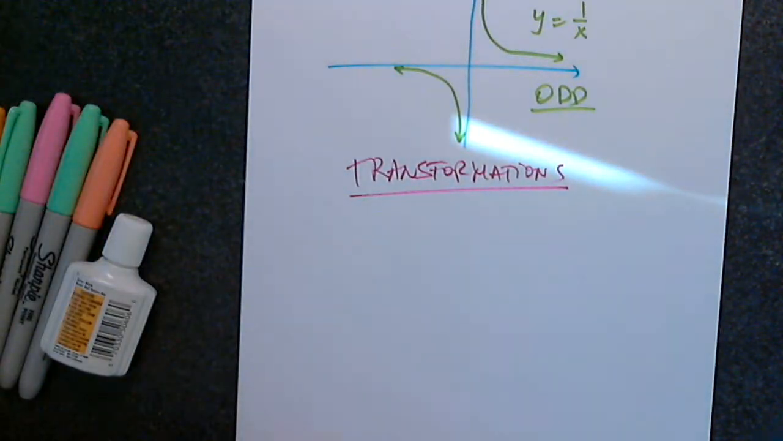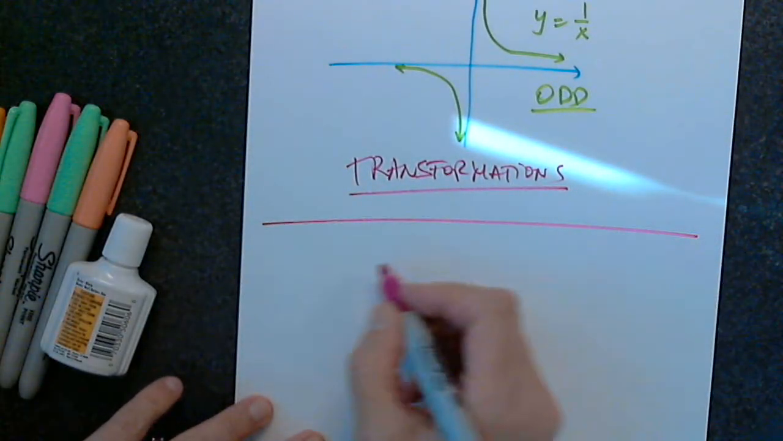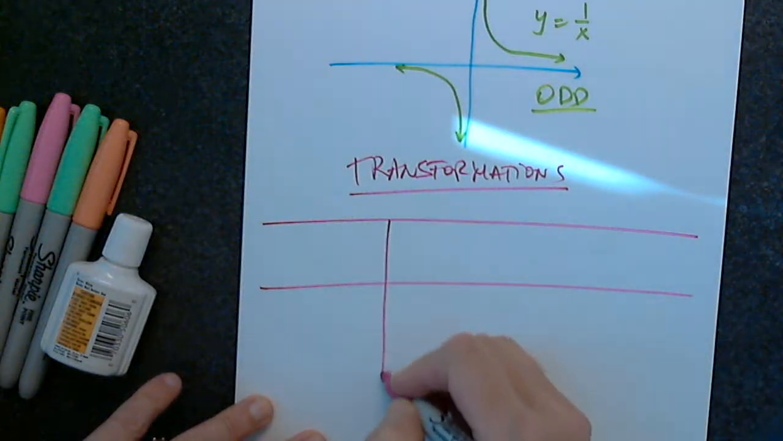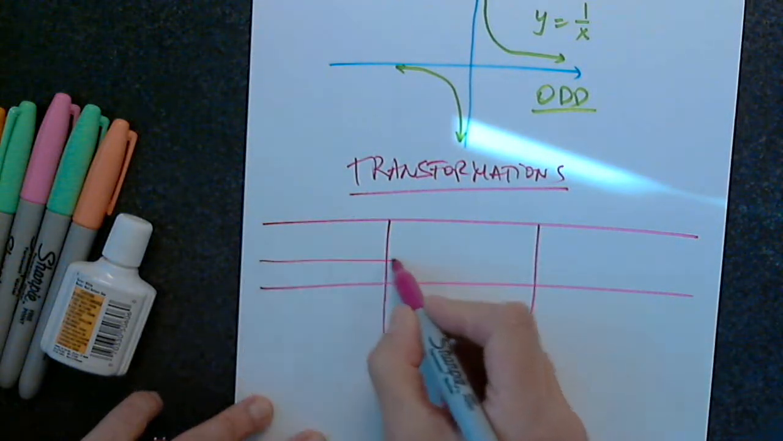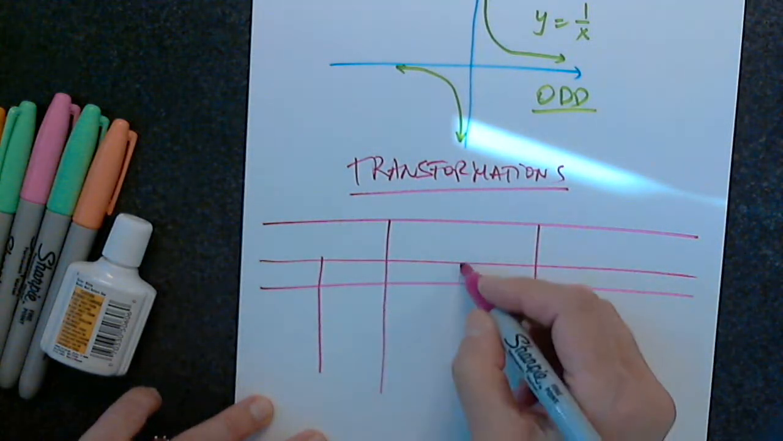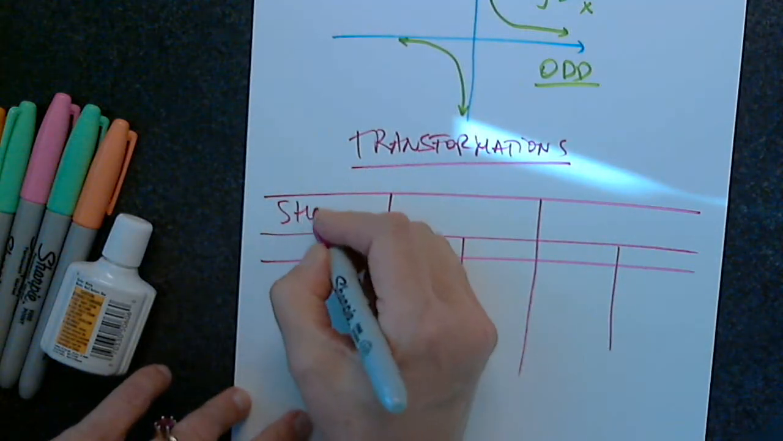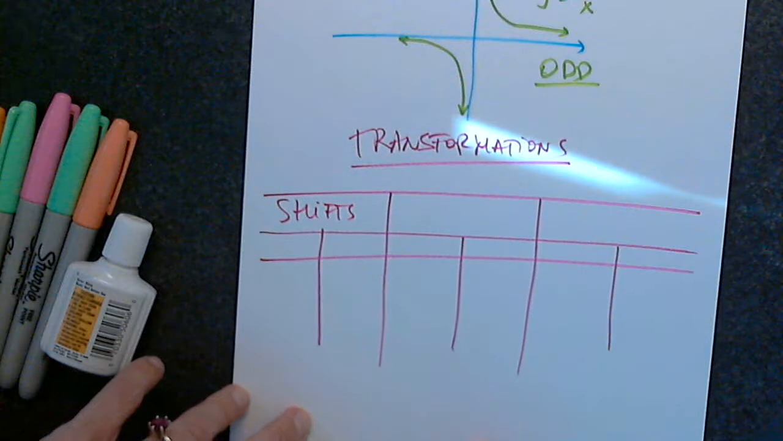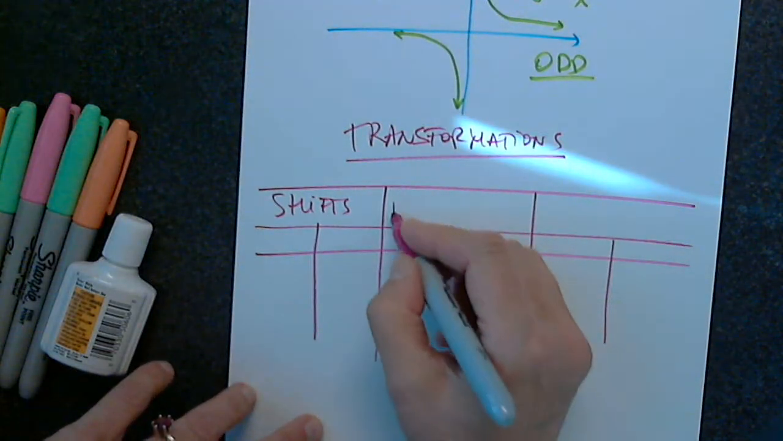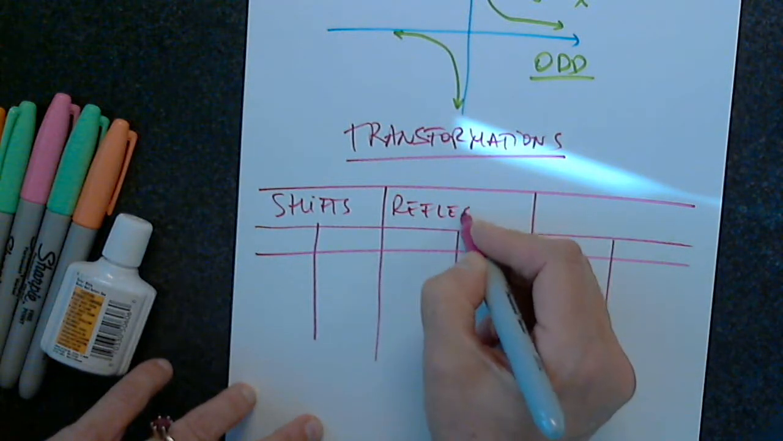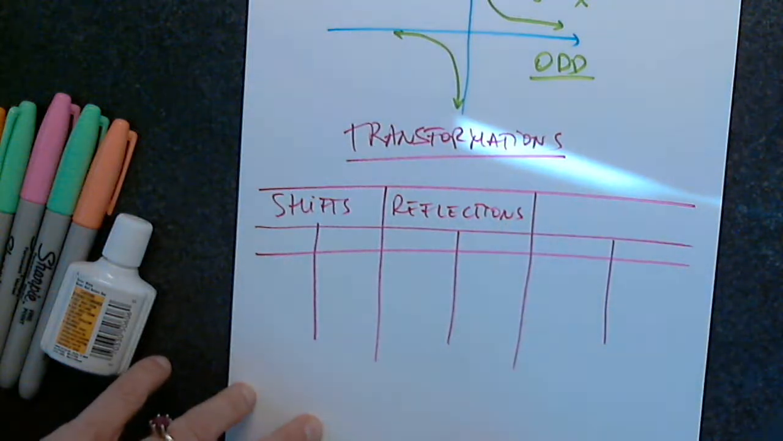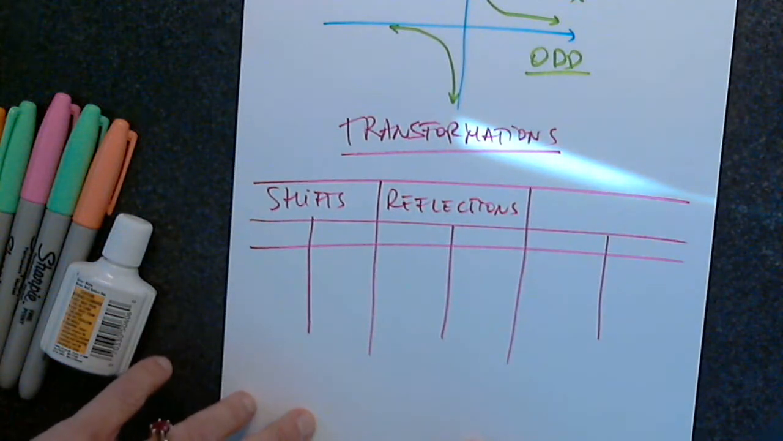And there are 3 major groups. The first one, shifts. The middle one, reflections. And the last one is a combo, stretching, shrinking.